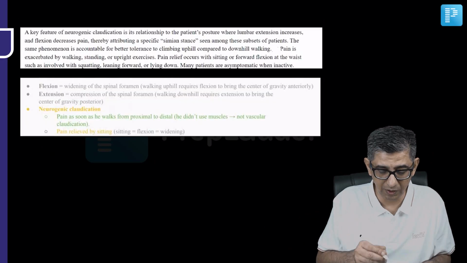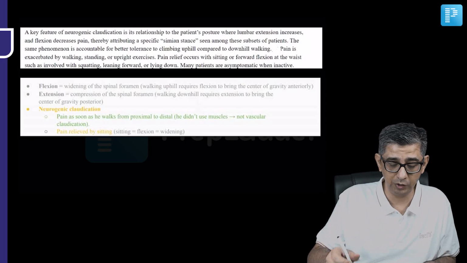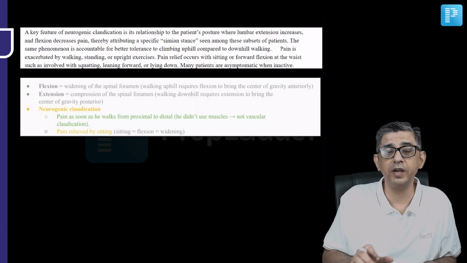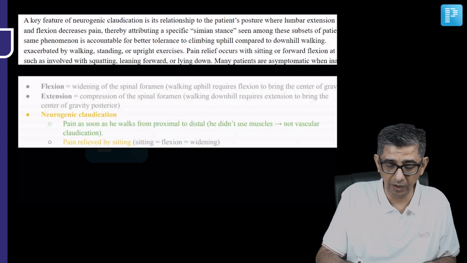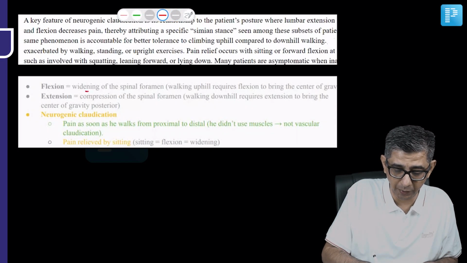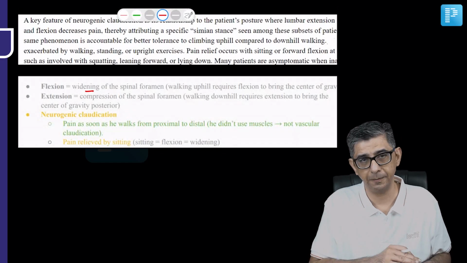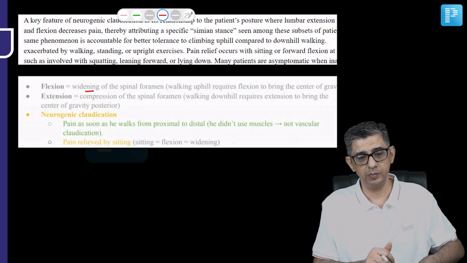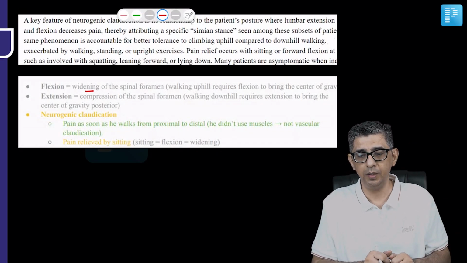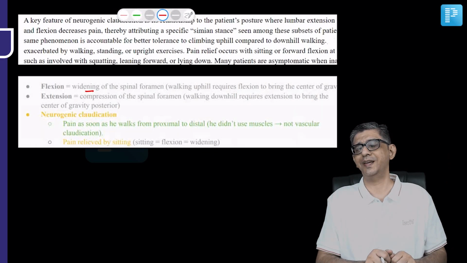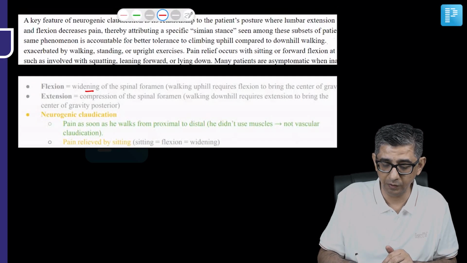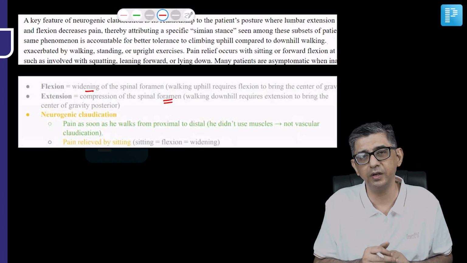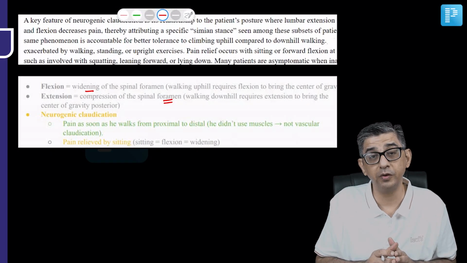And in this particular case, when he does slight flexion of the spine, the flexion causes a slight widening of the spinal foramina. Because of the widening of the foramina, the pressure on the nerves becomes lesser. Let's do it the opposite way. If this person is going down a sharp incline, he might move his spine a little backwards, extend his spine, and when you extend the spine, it causes compression of the spinal foramina. The pinching of the nerves would increase, and therefore the pain will worsen.